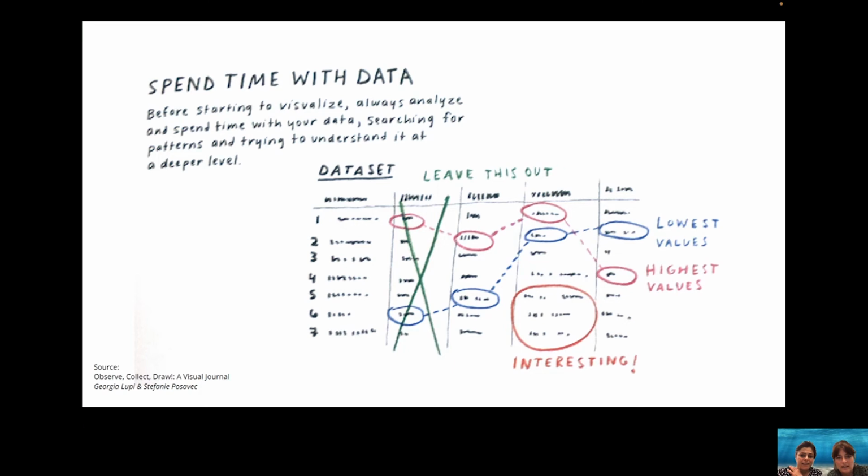It's interesting, if you have gathered all your data, to organize it in a way to find patterns and look for the things that are interesting and that speak to you and inspire you, or what you are getting curious about. And also look for lowest values, highest values, and search for patterns and try to understand it at a deeper level.